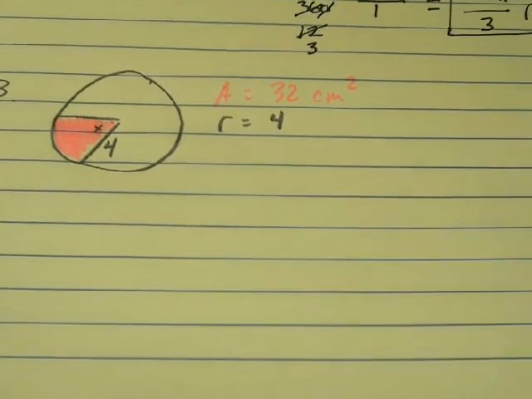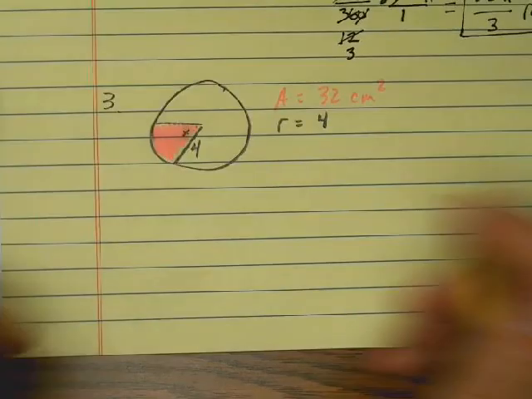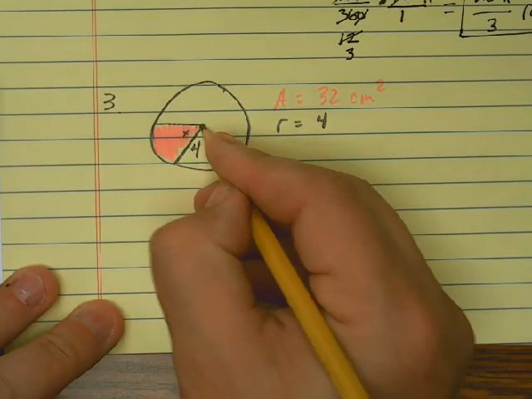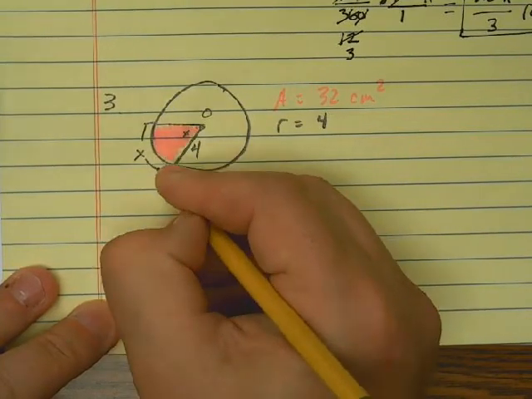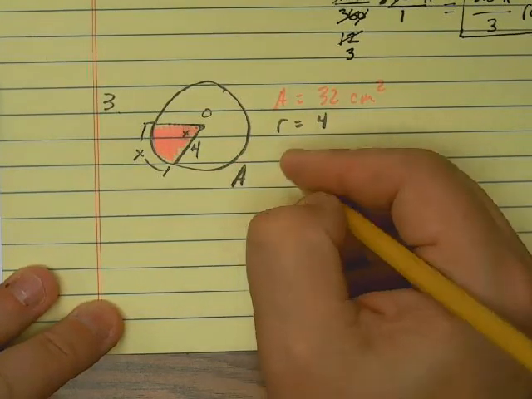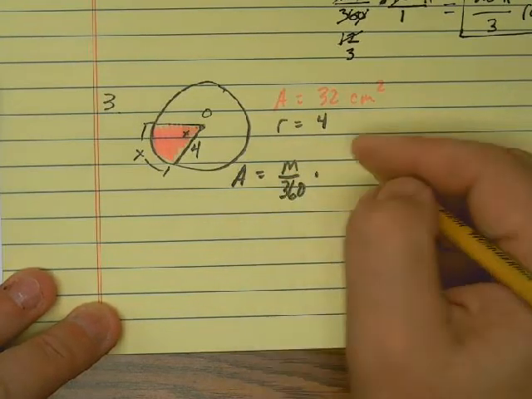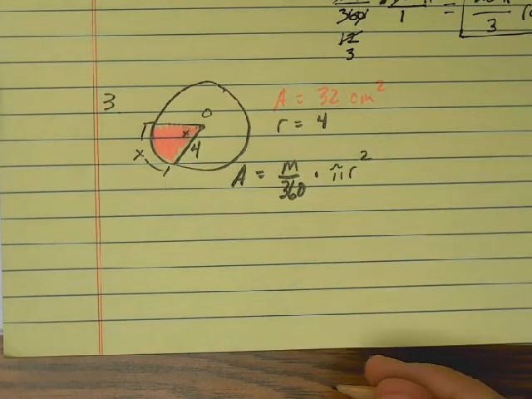So what we need to find is this value right here, which is x. Because if that's a central angle, which it is, then we know that from here to here is x. And so our formula for the area of a sector is m over 360 times pi r squared. That's over there on the chalkboard.